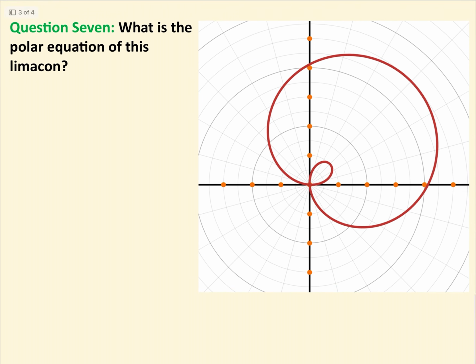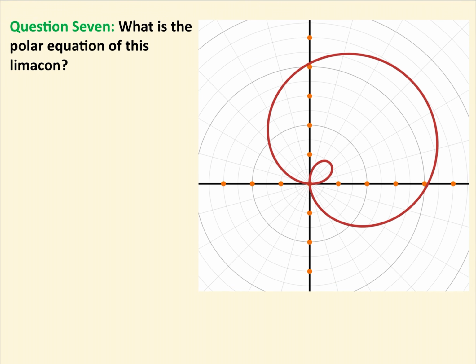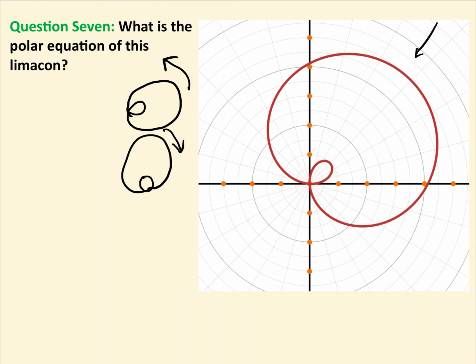Let's finally have a look at question 7. This is a bit of a fun one. We can see here, question 7, this looks like an inner loop limacon, and it's either of the form, and I apologise for my drawing in advance, it's either of this form rotated 45 degrees anti-clockwise, or it's of this form rotated 45 degrees clockwise. Both of those would produce this.